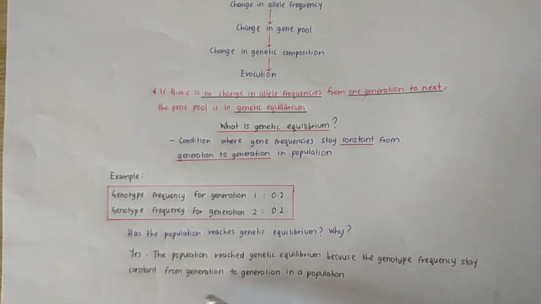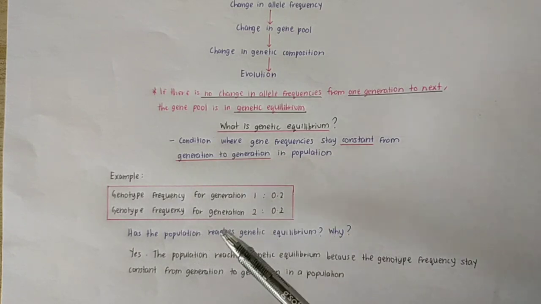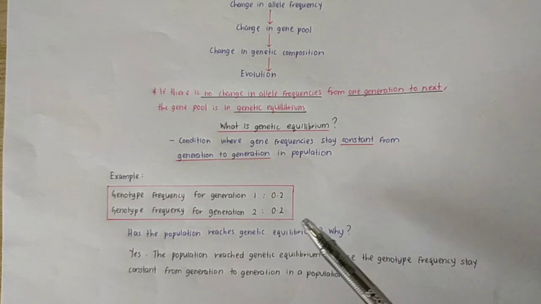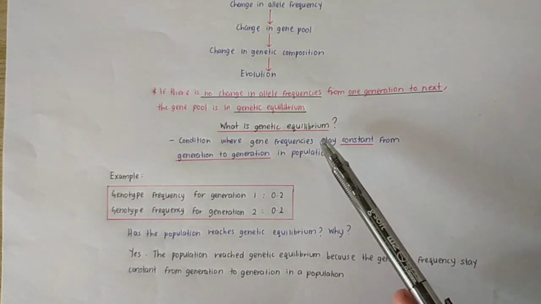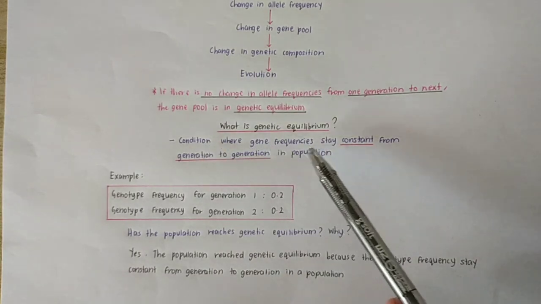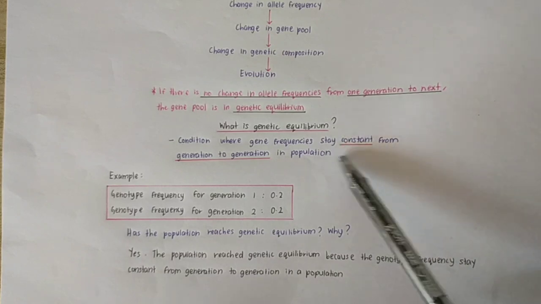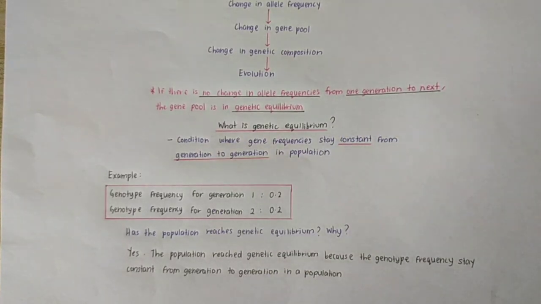So kita akan nampak dekat sini macam mana kita nak consider sesuatu gene pool tu reach genetic equilibrium bila sahaja tak berlaku perubahan dari segi gene frequency daripada satu generation kepada generation yang seterusnya. So that's why kalau awak tengok based on the definition of the genetic equilibrium, it refers to the condition where gene frequency stay constant. So the keywords here is stay constant from generation to generation in a population.